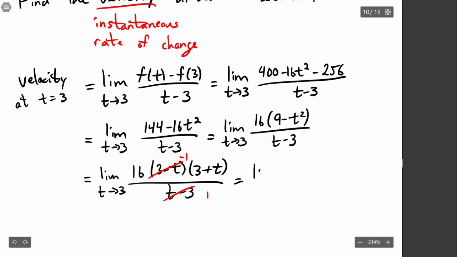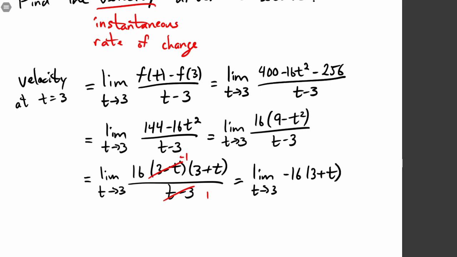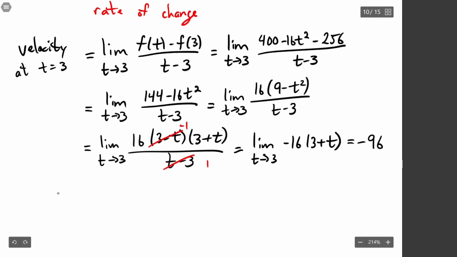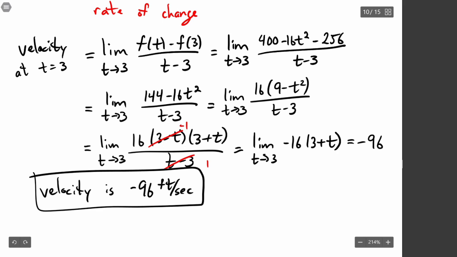Again, I'll let you verify that this leaves us with limit as t goes to 3 of negative 16 times 3 plus t. Okay. So if we plug in 3, what we get is negative 16 times 6, so that's negative 96. So the velocity is negative 96. This will be in feet per second. Okay. And there we go.